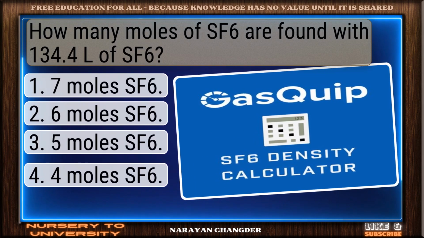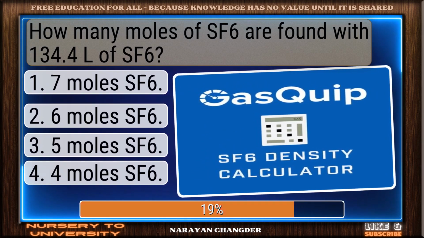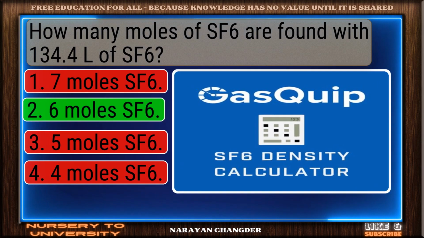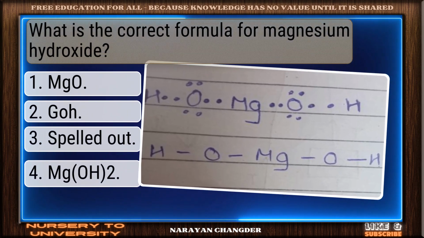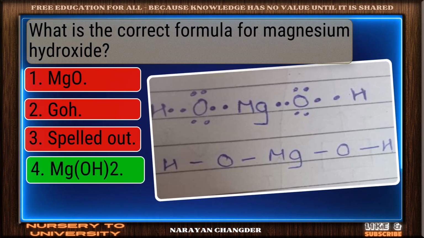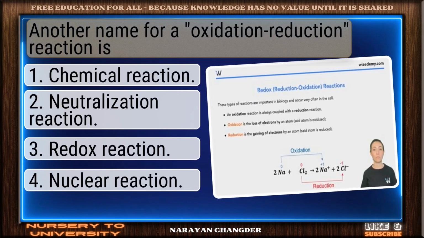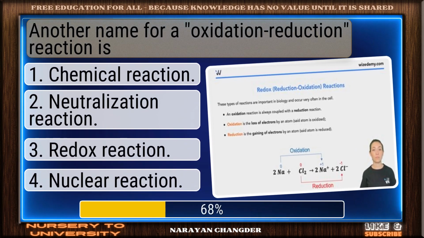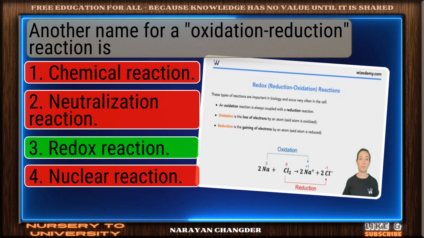How many moles of SF6 are found in 134.4 L of SF6? Bravo. 6 moles is the answer. What is the correct formula for magnesium hydroxide? Great job. Mg(OH)2 is the accurate answer. Another name for an oxidation reduction reaction is. You're right. Redox reaction is the correct answer.